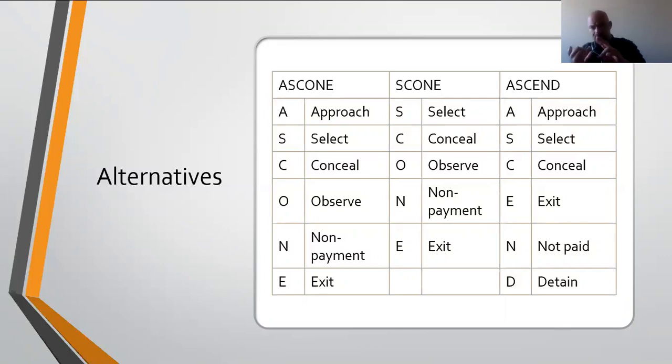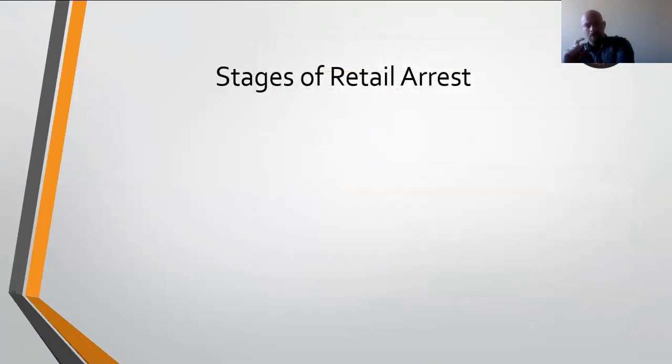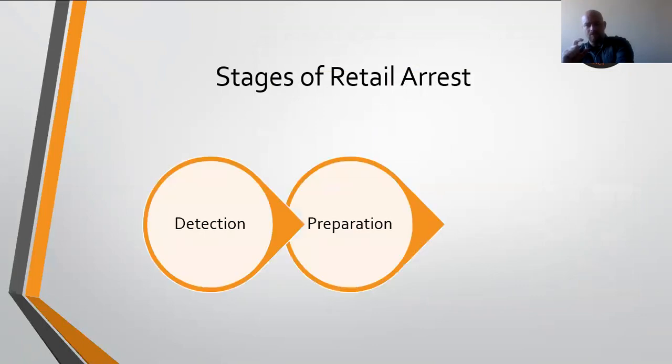There are some other ones I mentioned: SCOPE, which is select, conceal, observe, payment missed, and exit, and ABSCOND, which is approach, browse, select, conceal, observe, non-payment, detained. Again, issues that not everyone browses. Some people just go in, take and go. And there's the detain bit at the end of it, which I wouldn't be entirely happy about training to, particularly less experienced staff. You're training less experienced staff and you're telling them as soon as somebody has not paid and exits, you must detain them. I think that's a dangerous route to go down because, like I said, it rules out all sorts of other context. So it's important to understand where ASCONE fits within retail arrest.